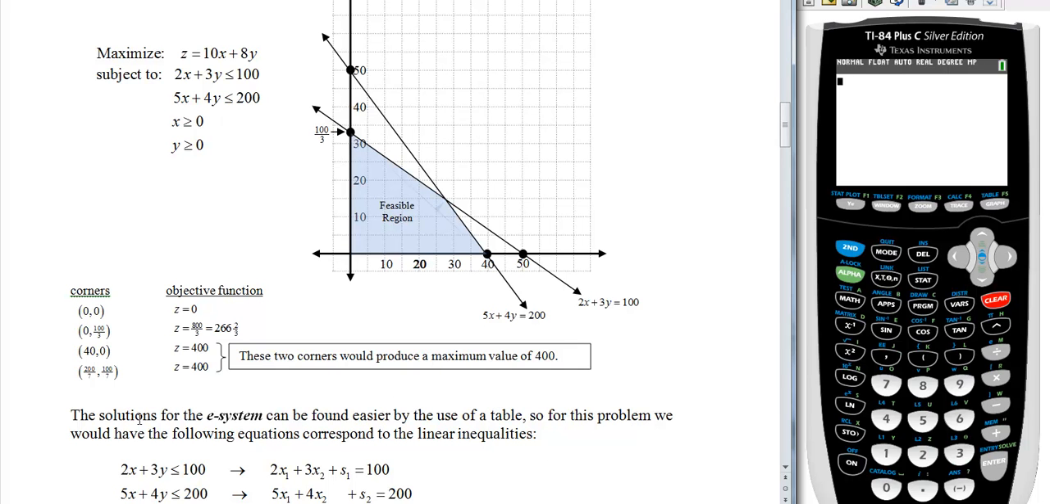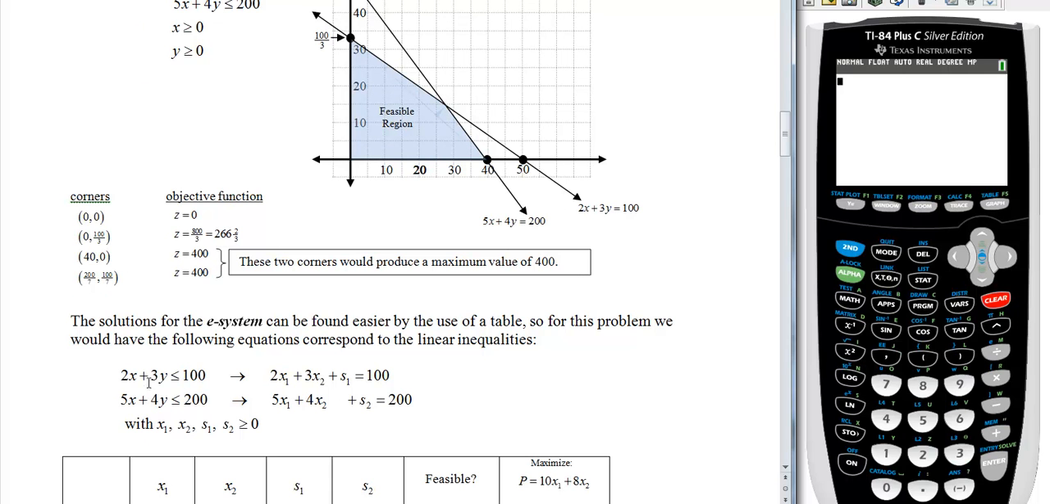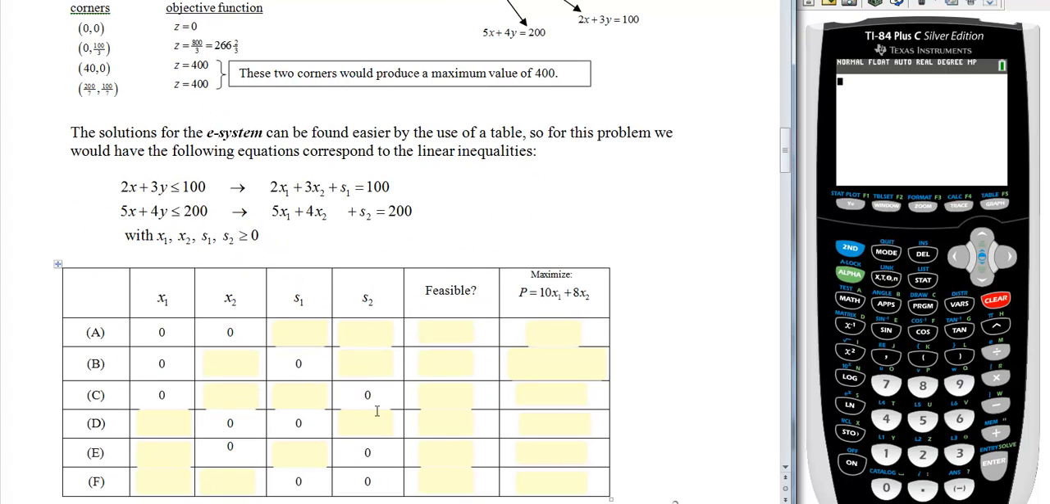So for this problem we have the following equations that correspond to the linear inequalities. So a couple of things going on here. The x and y are changed to x sub 1, x sub 2. So for this first inequality we add s sub 1 equals 100. And for the second inequality, again changing the x to x sub 1 and the y to x sub 2, we're going to add s sub 2 to equal 200. And also remember, all these variables have got to be greater than or equal to 0. I'll be back to that in just a second.